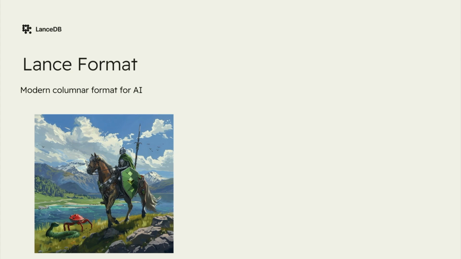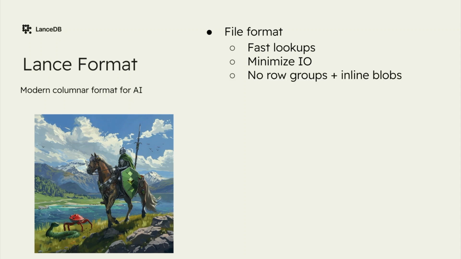We call Lance a modern columnar format for AI. Number one, it is a file format like Parquet. It provides fast lookups, often at around 1,000 times faster than Parquet. It minimizes I/O when you're loading large amounts of data. And compared to Parquet, we've gotten rid of row groups, and you can store blobs inline for multimodal data. Because with multimodal data, if you have row groups, you can either tune it for your scalar, small data, metadata, or you can tune it for your large blob columns, but you can't have both. So with row groups, you're sacrificing either random access performance or scan performance.